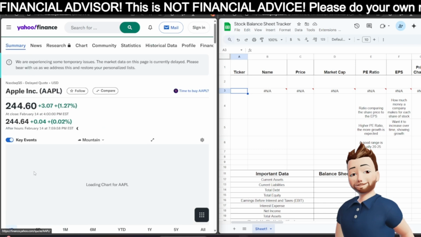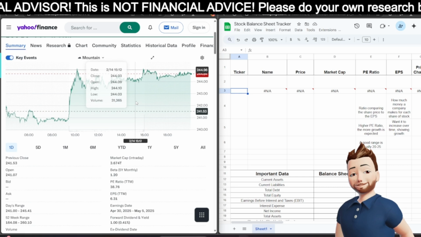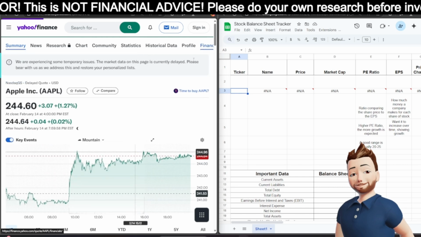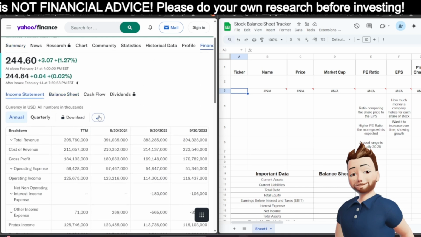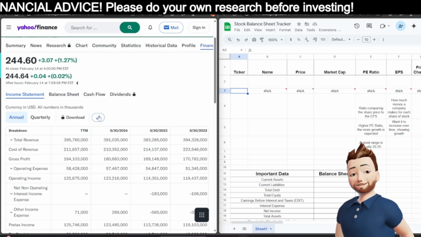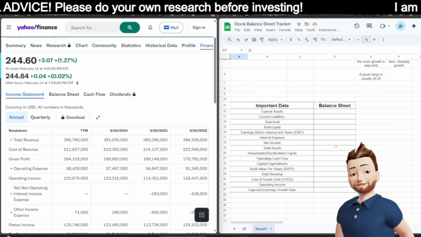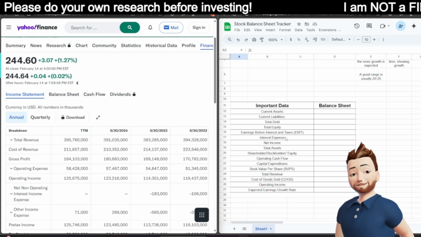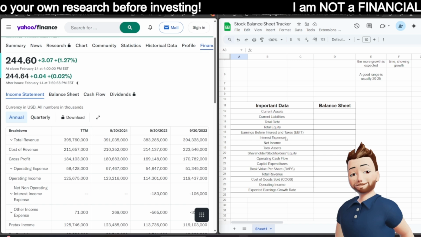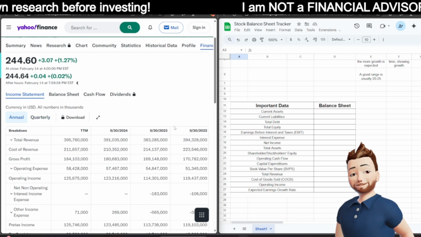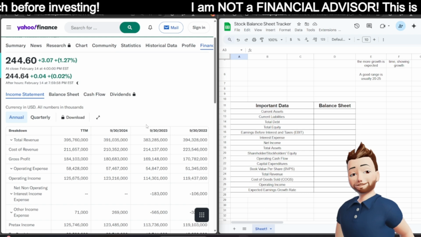So we're going to go into the Apple ticker and take a look at some of the important data and look at the financial statement, as you'll see. The nice thing about this sheet is that it has a bunch of important information to pull out from the balance sheet. You can look at it from the trailing 12 months, from last year, or through the quarterly. However you want to look at it is totally up to you.